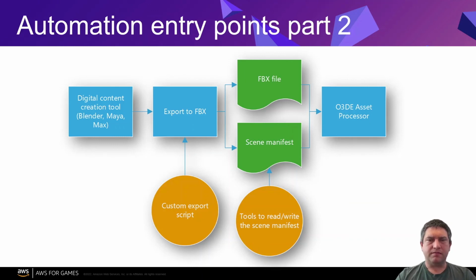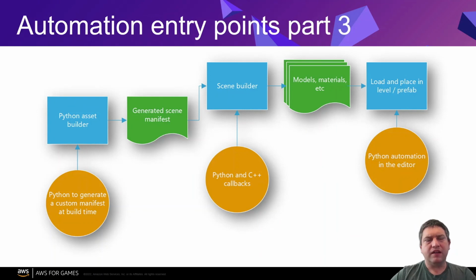The next step from here is the scene manifest itself. It's now in a JSON format that's built to be more easily read and written, both manually as well as from external tools. So that custom export script could write to this, or other tools could read and write to the scene manifest to make changes to prep that FBX file for processing later. After that, there are builders that can be set up to run before the scene builder itself. There's already an existing one, the Python Asset Builder, that provides a Python entry point to generate manifests at build time for processing those FBX files.